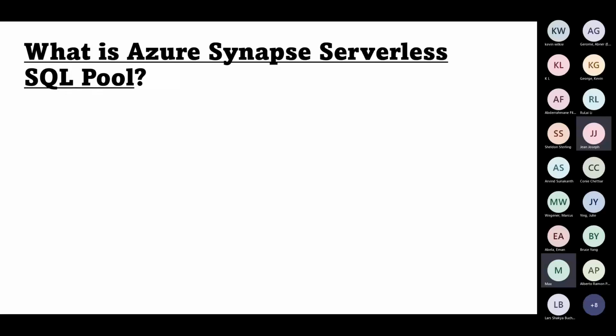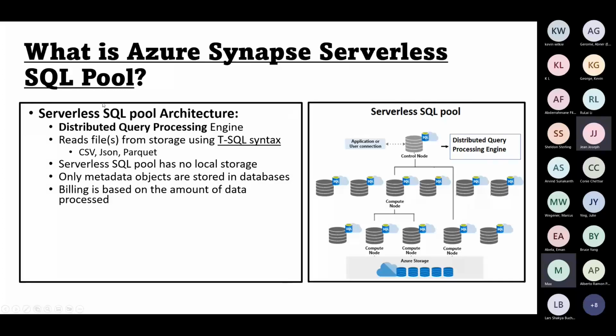So what is it? Serverless SQL Pool is a distributed query processing engine that leverages T-SQL with the help of OPENROWSET. OPENROWSET will allow you to read files from your storage, and that distributed query processing engine relies on your data lake. What kind of files can you read? You can read CSV, JSON, and Parquet.